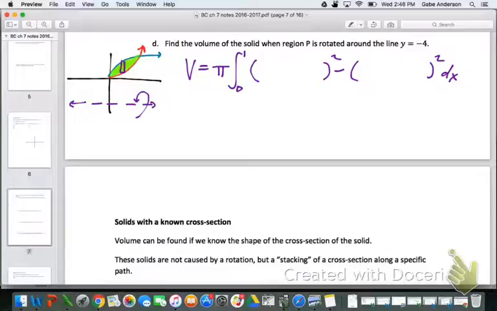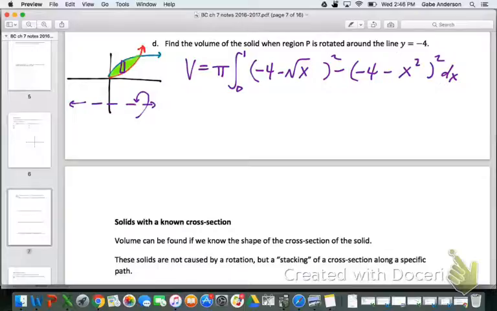So the axis of rotation is -4. So I'd go ahead and build this as -4 minus and -4 minus. And then we just need to put the further away function first and the closer function second. So which function is further away? Root x. Yeah, root x is further away. So that goes first. X squared is closer, and so that goes second.